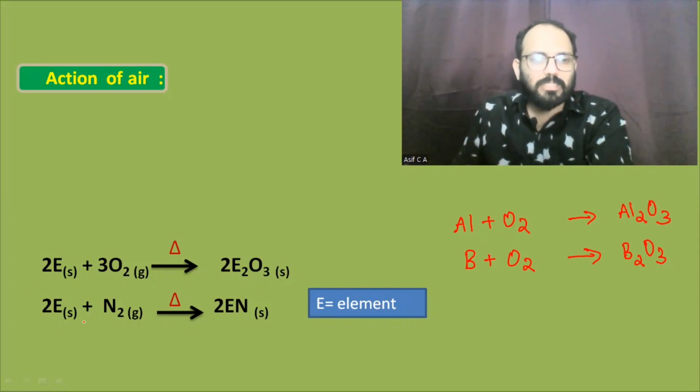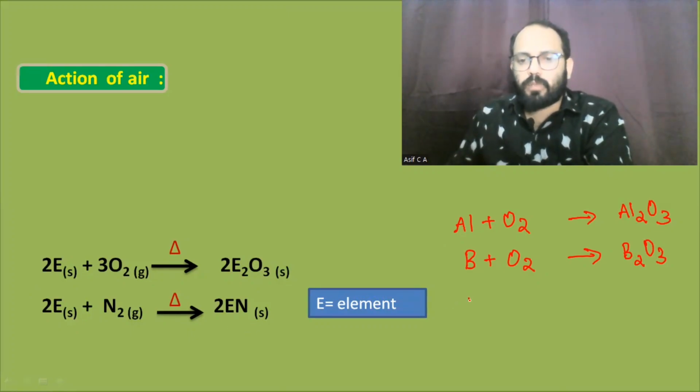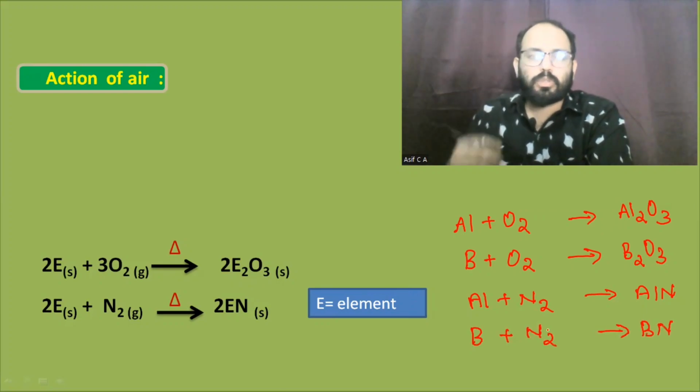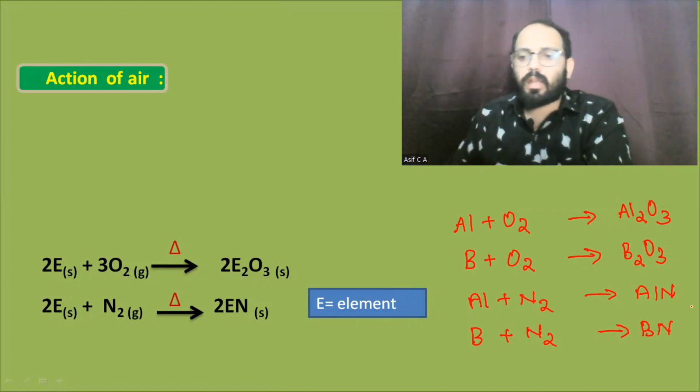The next one, when they react with nitrogen, they will form nitrides. If aluminum reacts with nitrogen, what will you get? Aluminum nitride. Of course, you should balance it. Aluminum reacting with nitrogen gives aluminum nitride. Boron reacting with nitrogen gives boron nitride. So this is the reaction with air, and boron nitride is a very important compound.